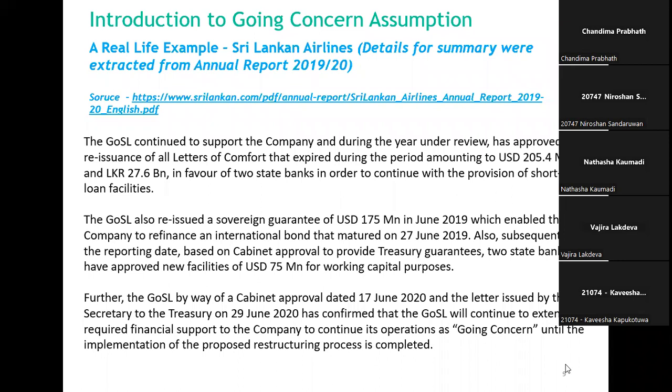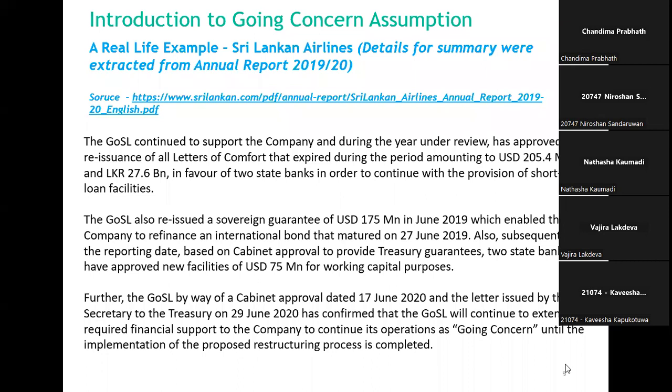Now, in addition to their internal measures to improve the performance, the Government of Sri Lanka has also issued letters of comfort. The GOSL has also reissued a sovereign guarantee of US dollar 179.5 million in June 2009, which enabled the company to refinance an international bond that matured on 27. They had issued an international bond, so the government has given a guarantee, so they have been able to refinance that. Also, subsequent to the reporting date, based on the cabinet approval to provide treasury guarantee, state banks have approved new facilities of US dollar 75 million for working capital purposes.